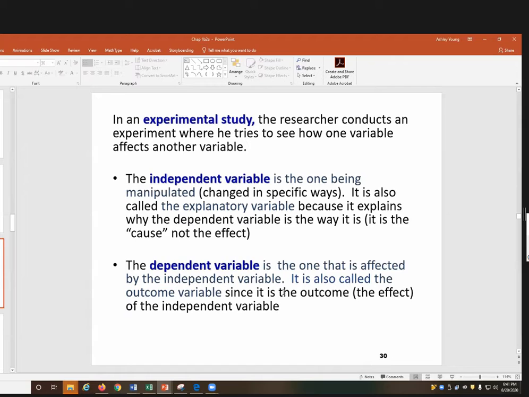Perfect. Thank you so much. Right? So independent variable, dependent variable. The independent variable is the one you mess with. It's the one you change to try to have it affect the dependent variable. So the independent variable is the one that you're messing with, the one that you are altering in some way. Dependent variable, that depends upon what you did with the independent variable.